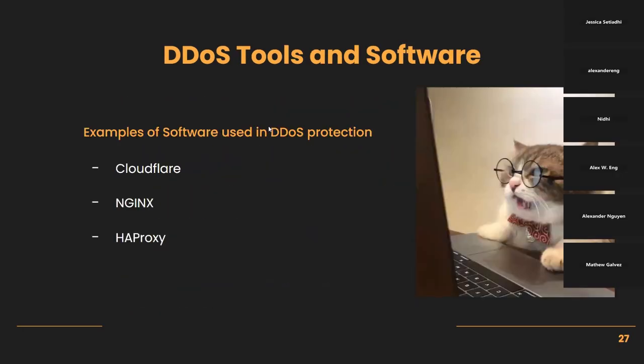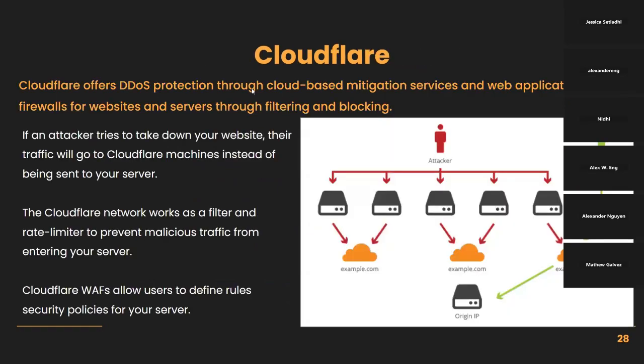So some examples of software used in DDoS protection. We'll go over Cloudflare, Nginx, and HAProxy. Cloudflare offers DDoS protection in the form of cloud-based mitigation services and web application firewalls for both websites and servers. It does this through filtering and blocking malicious traffic. If an attacker tries to take down your website, their traffic will go to Cloudflare machines instead of being sent to your server. The Cloudflare network works as a filter and rate limiter to prevent malicious traffic from entering your server. That is on the cloud-based mitigation side.